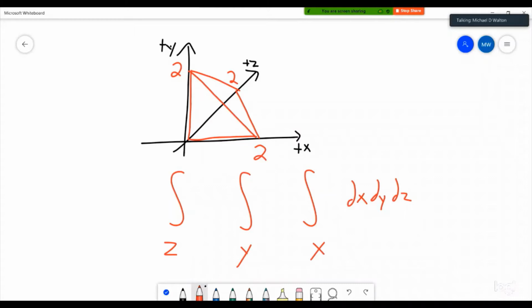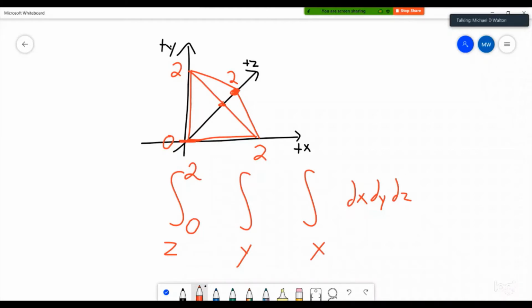This one is probably going to be easiest to go from the outside in, so here we would start with what z ranges between. Here we can see that the smallest z can ever be is 0, and the biggest it can ever be is out here at 2. So we can say that z is going to range from 0 to 2.